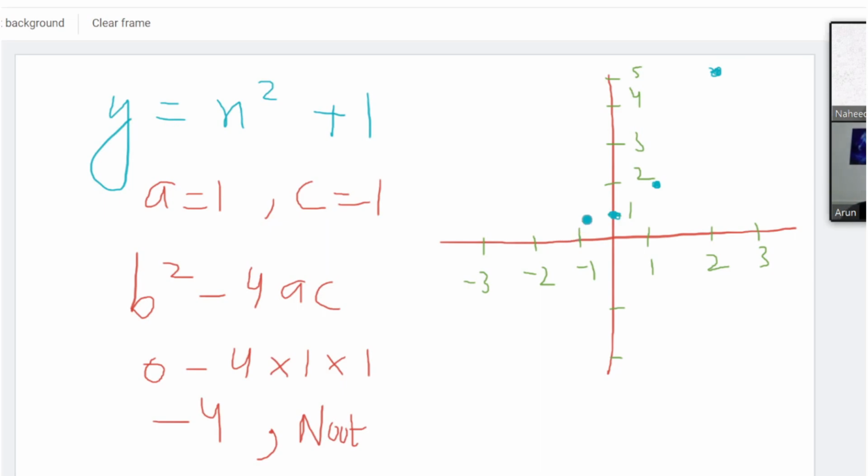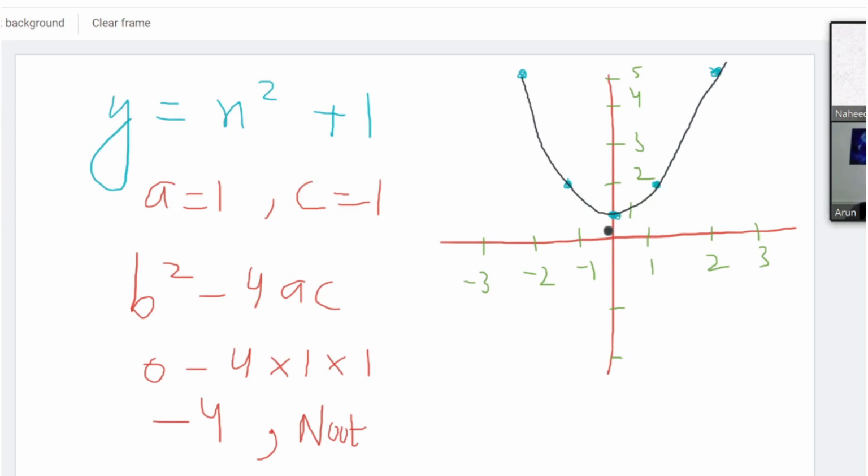Now take x as -1, y is 2, and x as -2, y is 5. So you can see for any value you didn't get your value of y as 0, and the graph would look something like this.